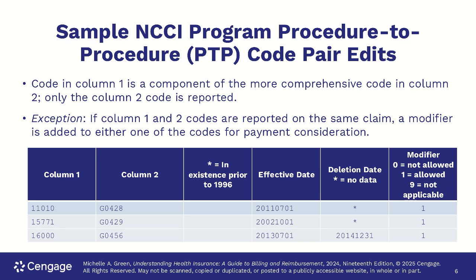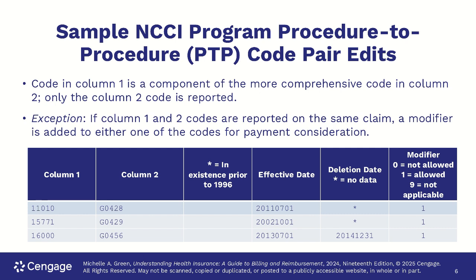Procedure to procedure edits, right? Code pairs or edit pairs for which the code in column one is a component of a more comprehensive code in column two, and they're only paying for the comprehensive code. So there may be situations when we can report both codes, and that modifier column will give us that indication.